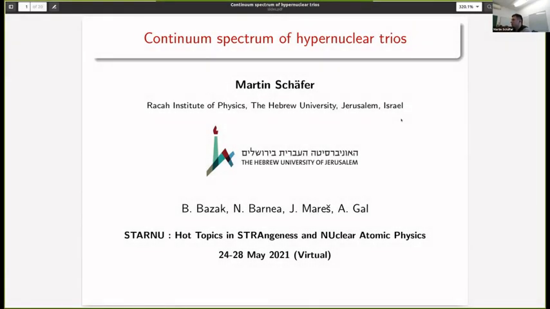What I'm going to talk about is the continuum spectrum of hypernuclear trios, mainly excited states of the hypertriton and lambda NN. This talk is somehow a continuation of the talk which Nir gave in the very morning. So here I'm not going to indulge in baryonic effective field theories, but I will focus mainly on the results, or our predictions, for the continuum states.